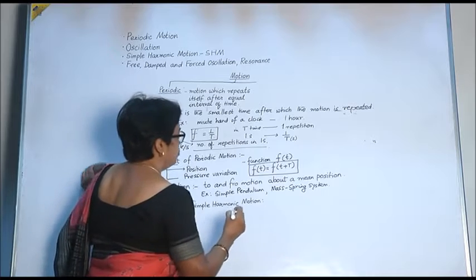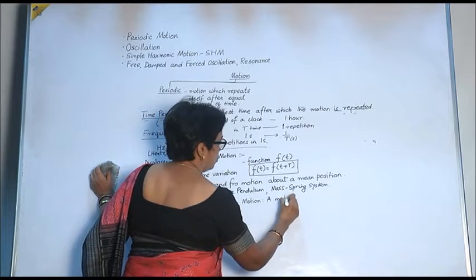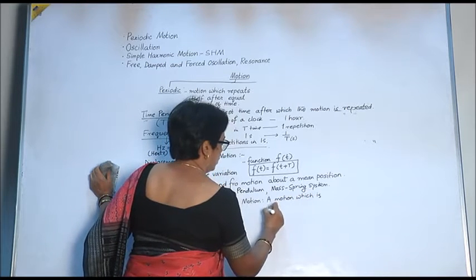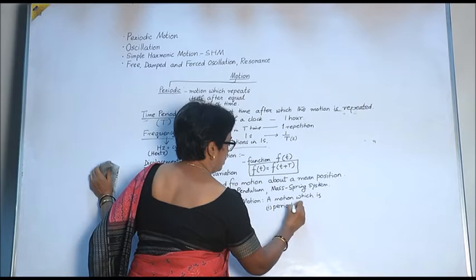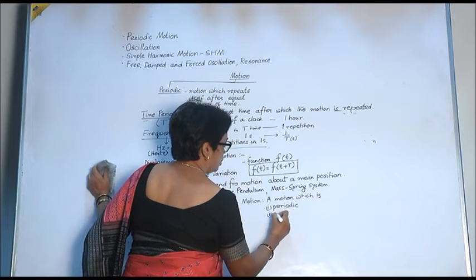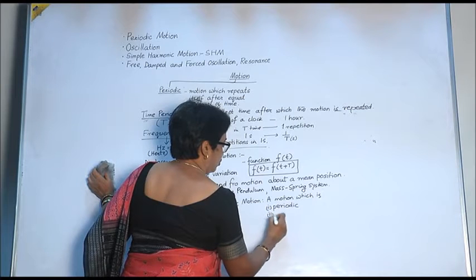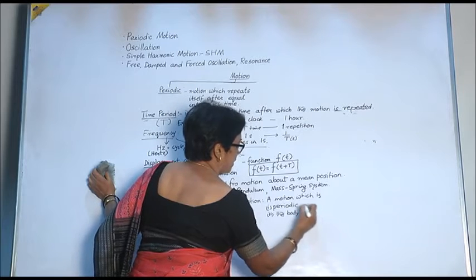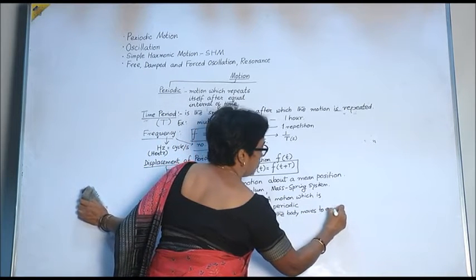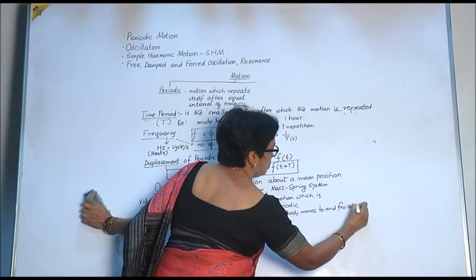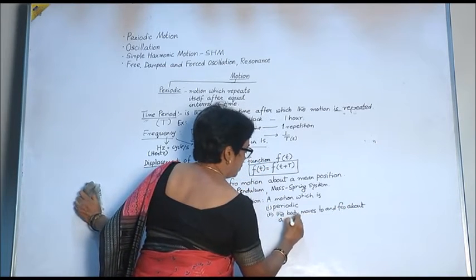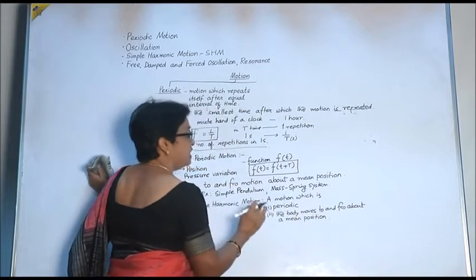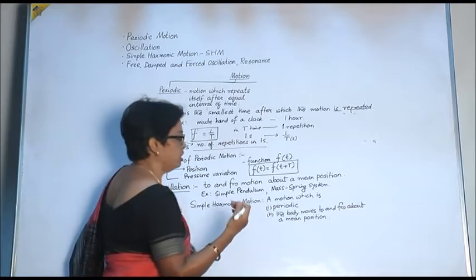So, first of all, a motion which is periodic, then in which the body moves to and fro, it is oscillatory, moves to and fro about a mean position. Periodic means it repeats, the motion is repeated after a certain interval of time.